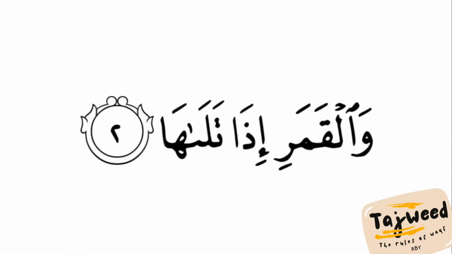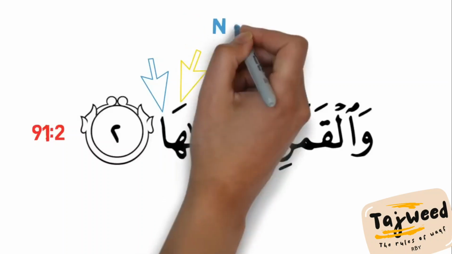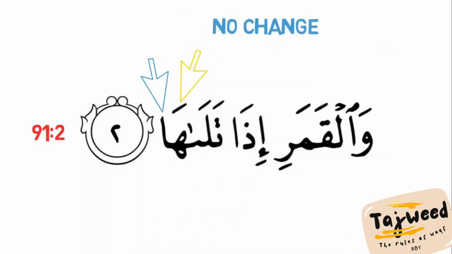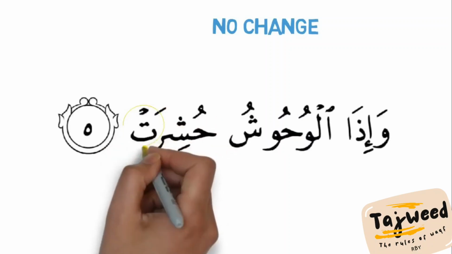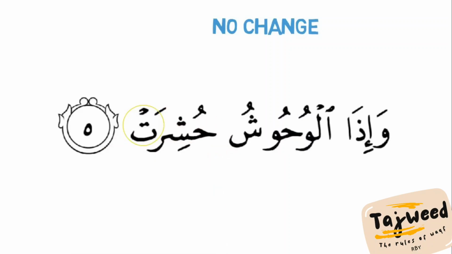If the last letter is an alif with a fatha before it, or the letter has a sukun, no change will take place when stopping. So the word here reads talaha and nothing changed. Another example, the last word has a sukun. The word reads hushirat and nothing changed.